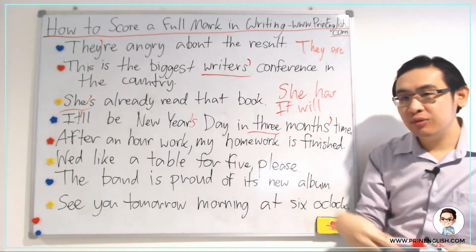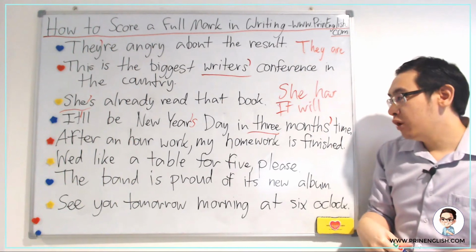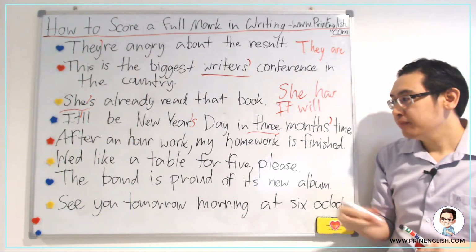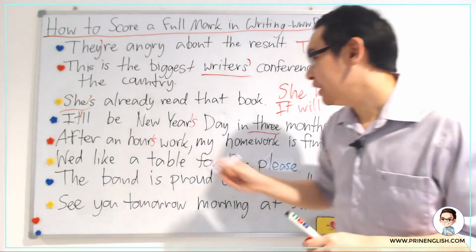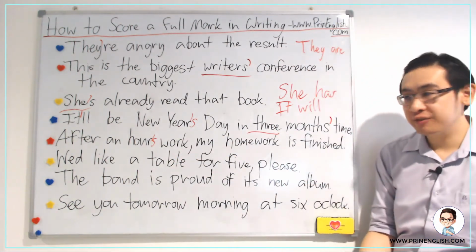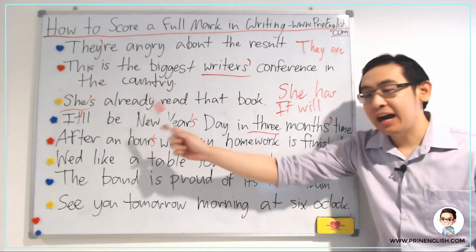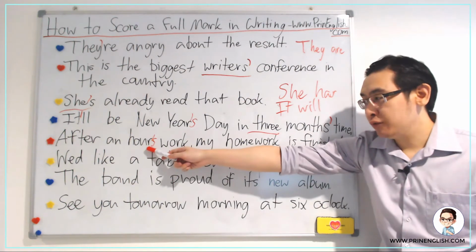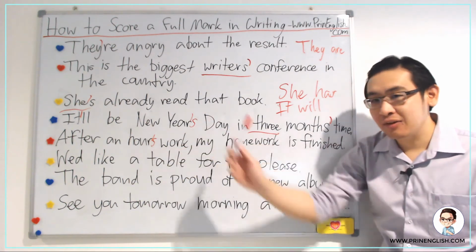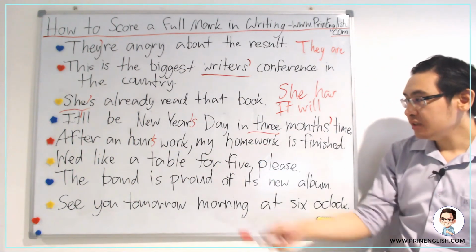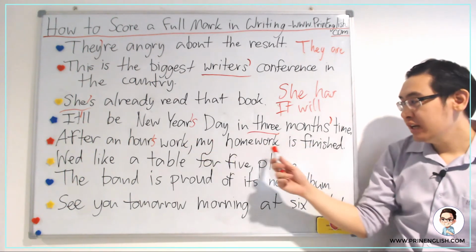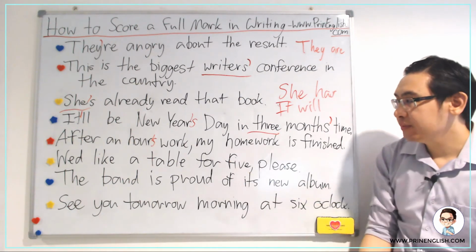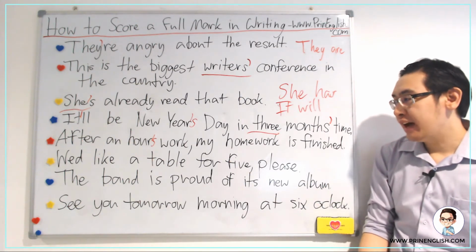Now, the sentence with the red star, after an hour work my homework is finished. Where should we put in an apostrophe? It's here, okay? An hour's work. We're showing duration of time, the work took an hour to complete, okay? And it's only 1 hour, so we need an apostrophe and we also need an S, okay, in the case of singular. So after doing my homework for 1 hour, it's complete, it's done, okay?